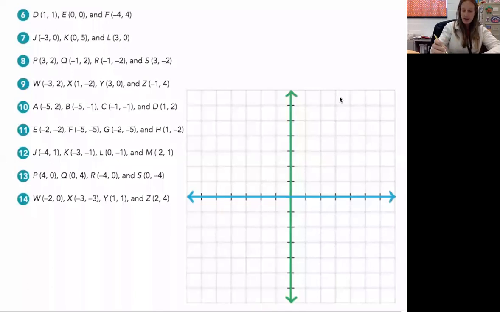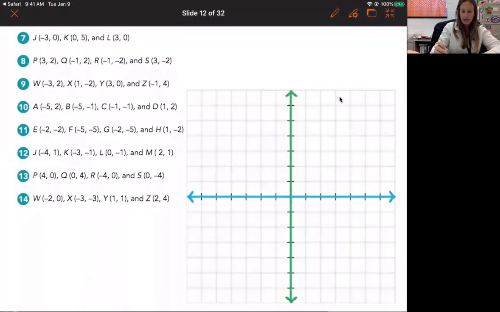And then from here, this gives you a whole bunch of points. We're not going to do every single one. You will do one triangle and one quadrilateral. You're going to graph all these points and then name the shape. So let's do number 7, and let's do (-3, 0). So backwards 3, up 0, there's J. K is (0, 5), so over 0, up 5, 1, 2, 3, 4, 5, there is K. L is forward 3, down 0, so there's L.